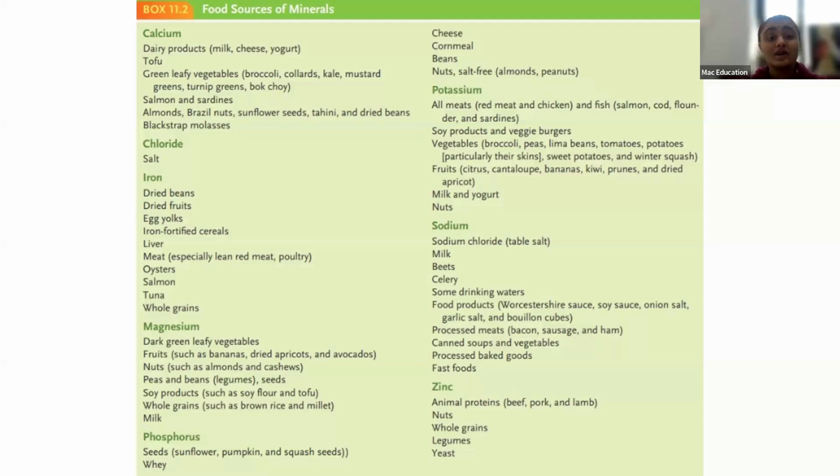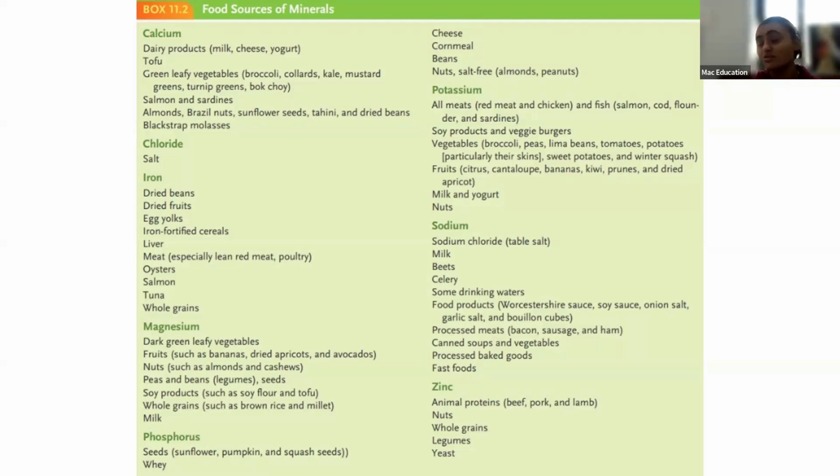Next is iron. Iron is obtained from dried beans, dried fruits, egg yolk, iron fortified cereals, liver, meat, especially lean and red meat or poultry meat, oysters, salmon, tuna, and whole grains. These are the sources of iron.